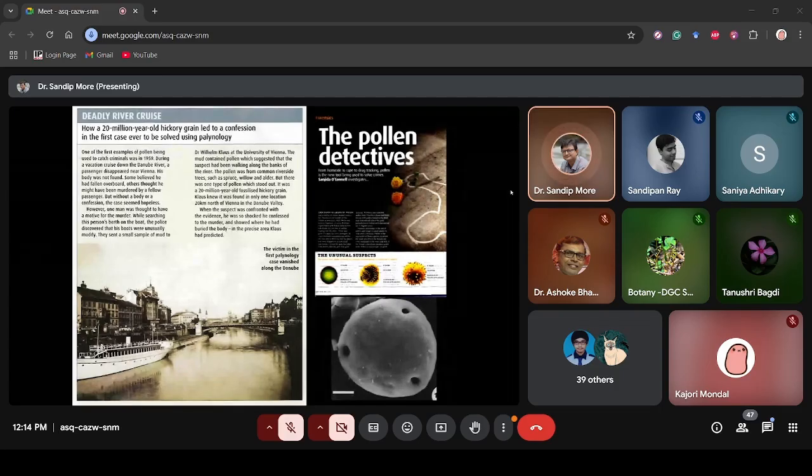So police sent these muddy shoes to a very famous palynologist, Dr. Wilhelm Klaus at the University of Vienna. The mud contained pollen grains of different types of plants which were growing along the banks of the Danube River. But only one pollen grain was different, which is called Carya, a 20 million year old fossilized pollen grain, and its common name is hickory pollen grain.